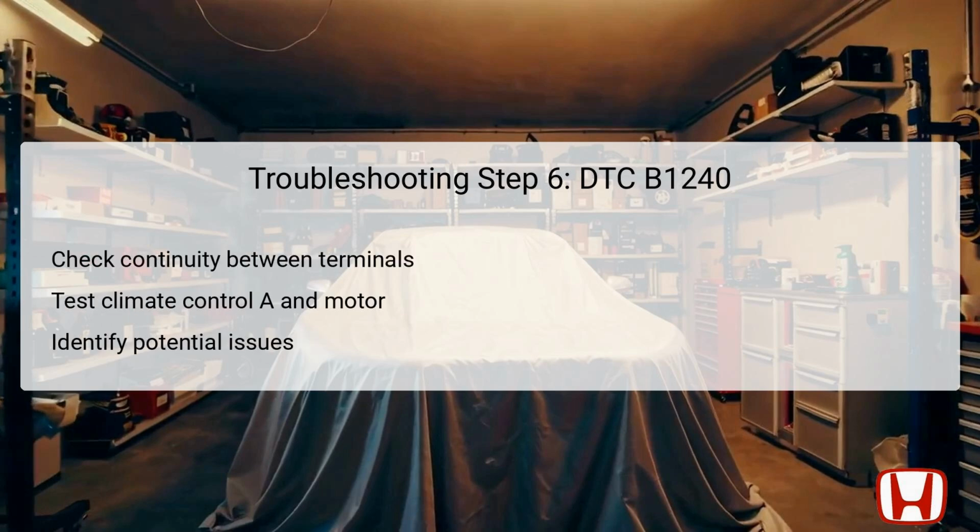In this step, technicians will check for continuity between specified terminals of climate control unit connector A and mode control motor connector 7P. This involves examining the individual pins, including number 7 and number 8 from the climate control unit, and their corresponding connections at the mode control motor.